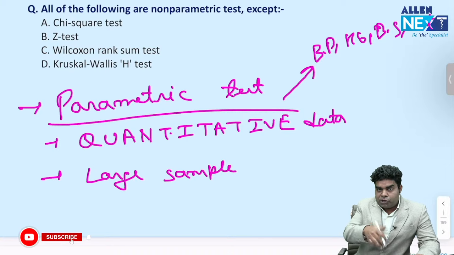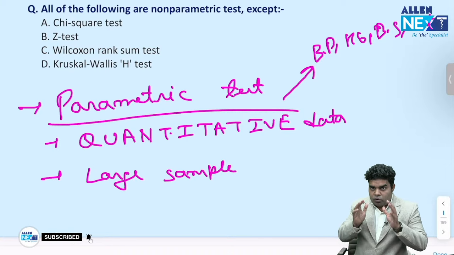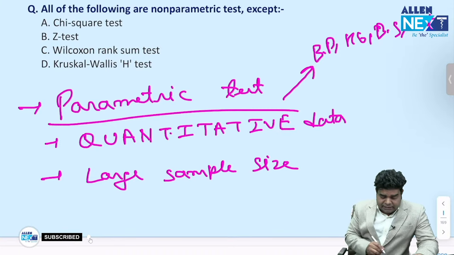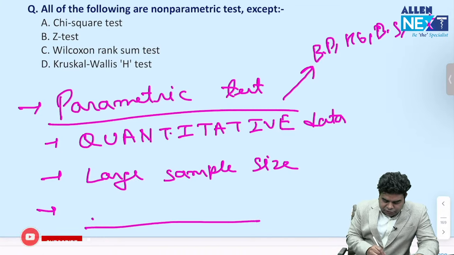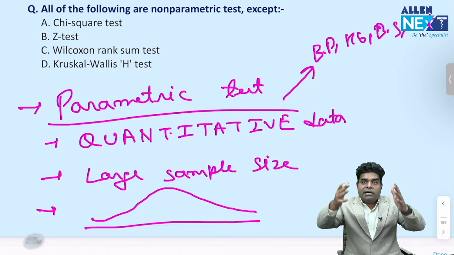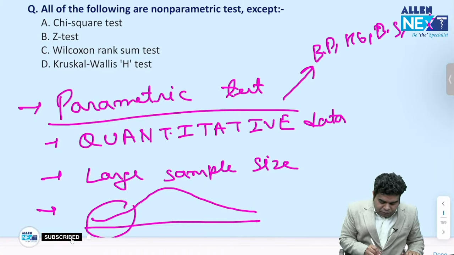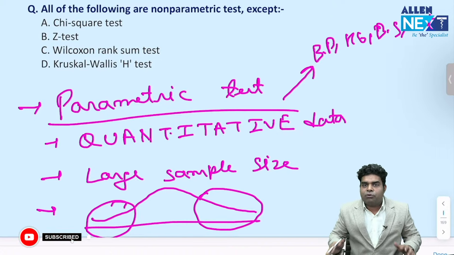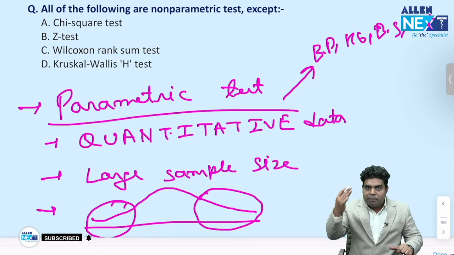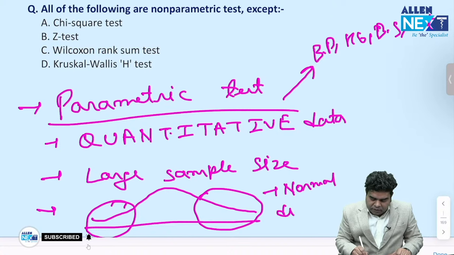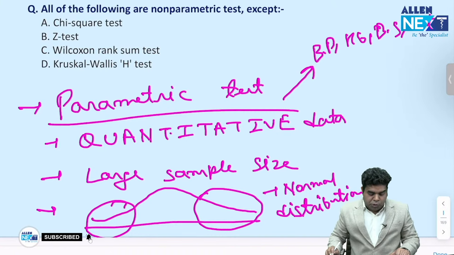Because you will get 2-3 questions on this topic in different NEET papers. So let's have the command over this topic right now. Large sample size. And whenever there is a large sample size, data distribution becomes normal. Why? Because let's say I am taking a test of 2000 students. Some students will get less than 40%. Some students will get more than 60%. And majority will get, let's say, 40 to 60%. So the distribution will become normal if there is large sample size. So these are the characteristics of parametric, okay? Large sample size, normal distribution, quantitative data.